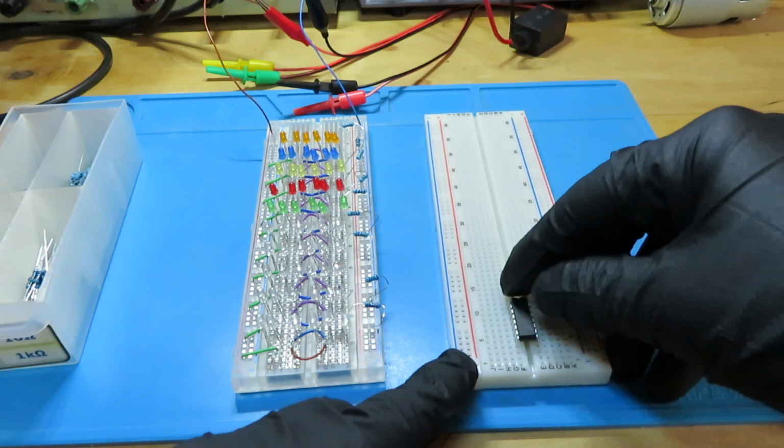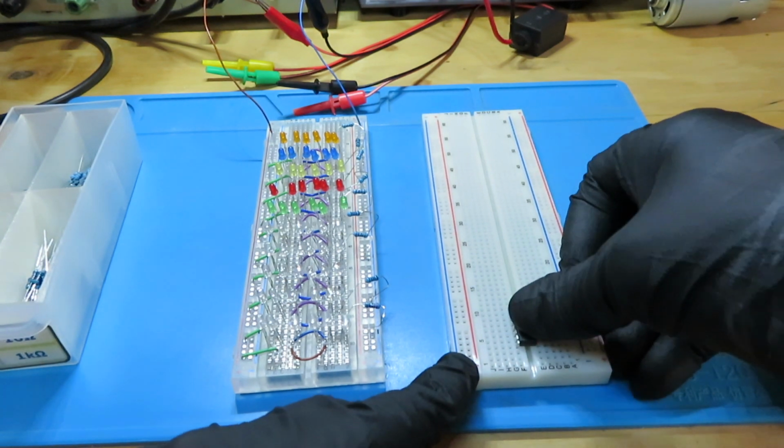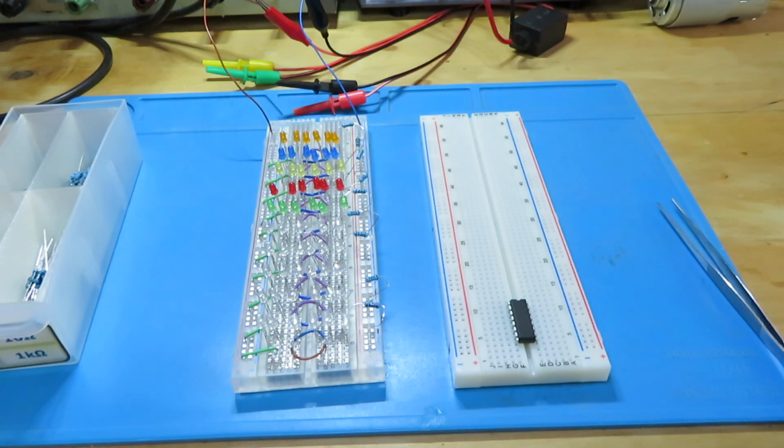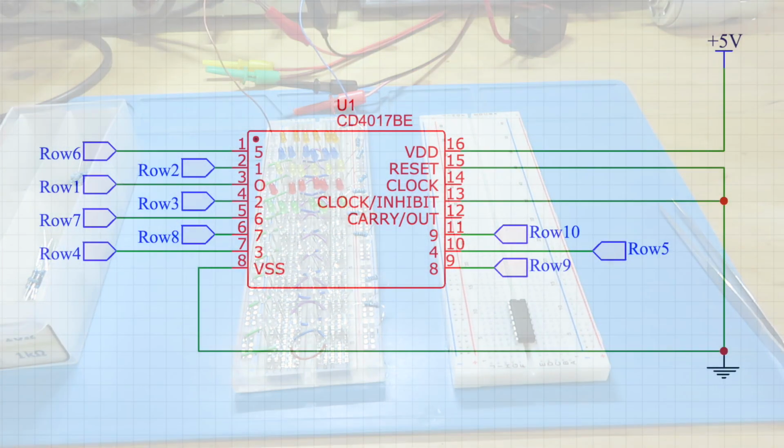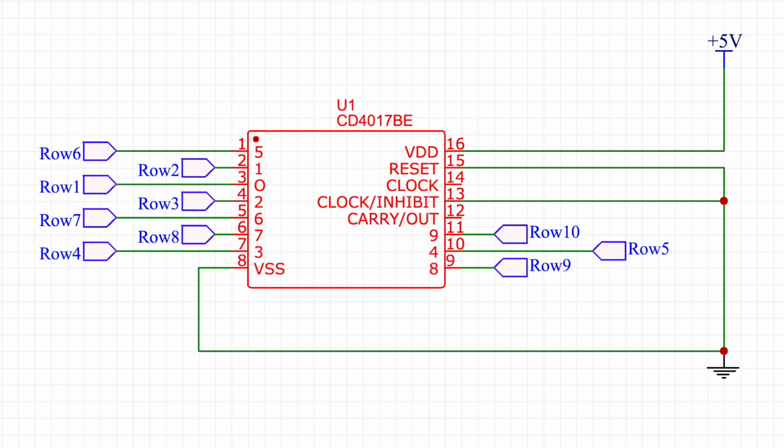Now I'm gonna place the IC in another breadboard, and according to the datasheet, that's the wiring schematic we have to follow. It is quite simple. Pin 16 goes to VCC, and pins 15, 13 and 8 go to our reference ground. Then we connect our output pins, we have 10 of them, to the anode of each LED row. So let's do that.